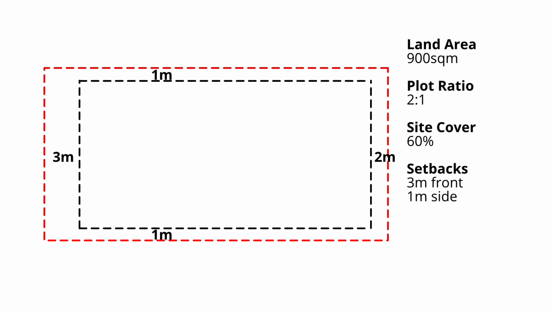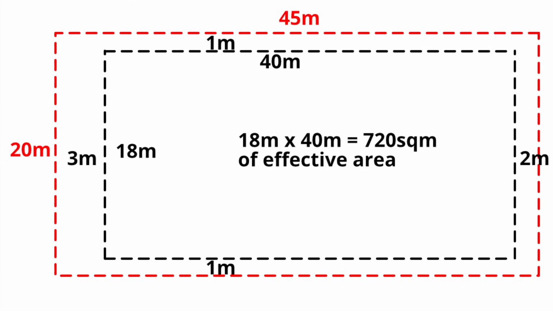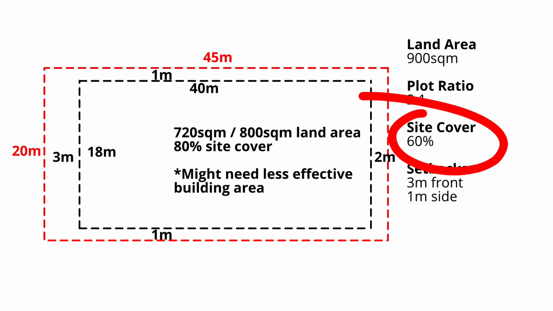So what we do is we work out the setbacks on this particular site, and this will give us the amount of effective area that we are allowed to put our building footprint on. We also then deduct any site cover ratios that we need to take into account, and we can add back the setback area if we choose to.